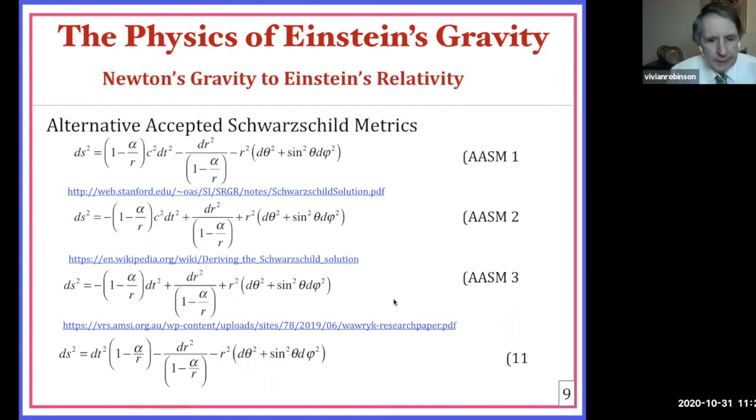Equation AASM2 is a negative of equation AASM1, and AASM3 is a negative of equation 11. So they refer to travel in opposite directions. No big deal. Well, not quite. As shall be shown later, it appears to have made a huge difference.